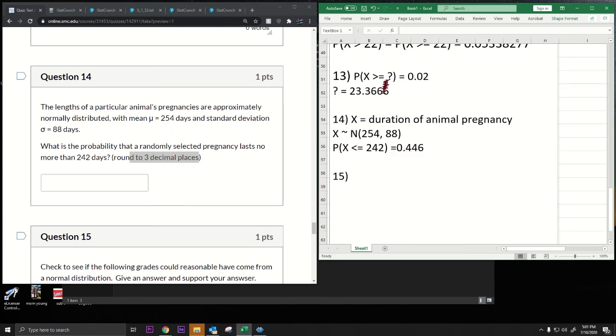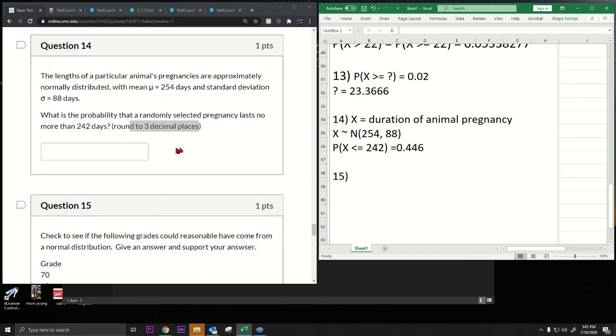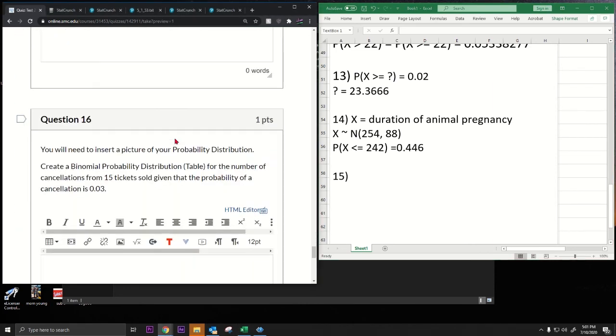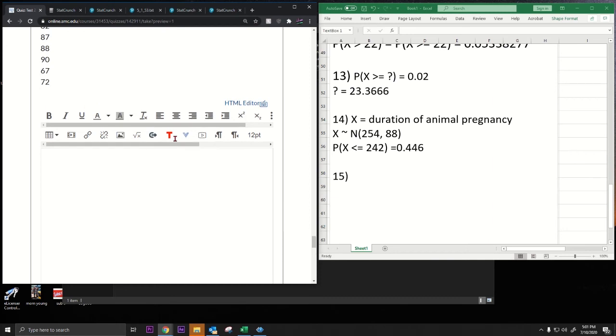Alright. 15. Gotta go faster. Taking forever. See, 0.446. Let's see, is everything right? 254, 88, 254, 88, yeah, 242. No more than 242. Okay, good. 15. Check to see, is this it? Yay, almost done, 2 more.